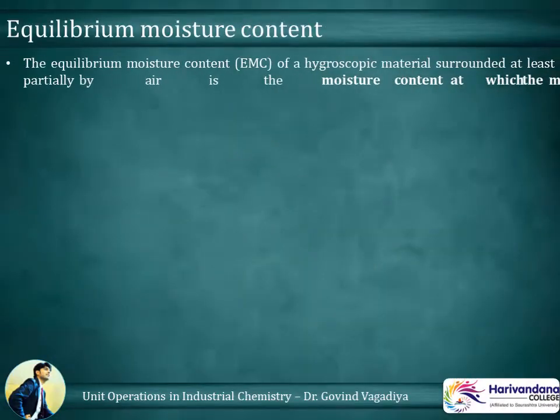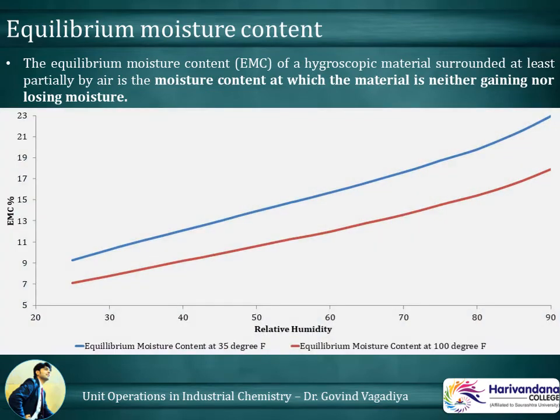Equilibrium moisture content. The equilibrium moisture content, EMC, of a hygroscopic material surrounded at least partially by air is the moisture content at which the material is neither gaining nor losing moisture. The graph of EMC is given here, where we can observe that whenever temperature is higher, EMC is lower. So the relationship between EMC and temperature is inversely proportional.